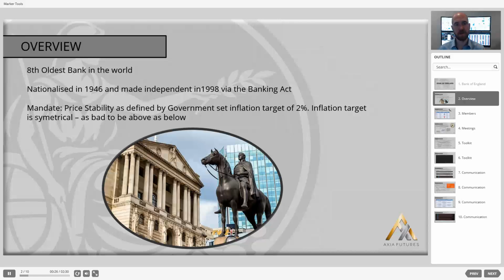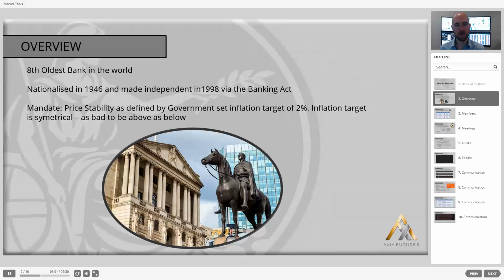So Bank of England was nationalised in 1946. Remember, it had a charter prior to that to create loans for the government and be the sole issuer of currencies. After that, it was then made independent in 1998. The theory behind the independence is the fact that it should not have any kind of governmental influence over it. So this was done via the Banking Act in 1998. So the Bank of England is fully independent.